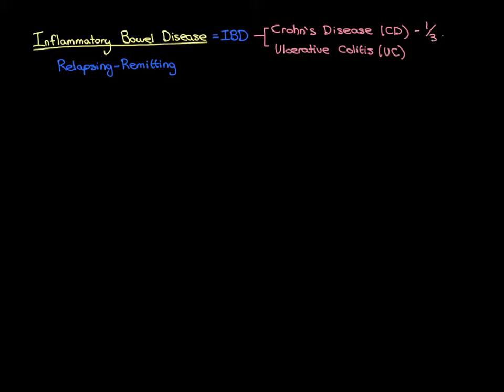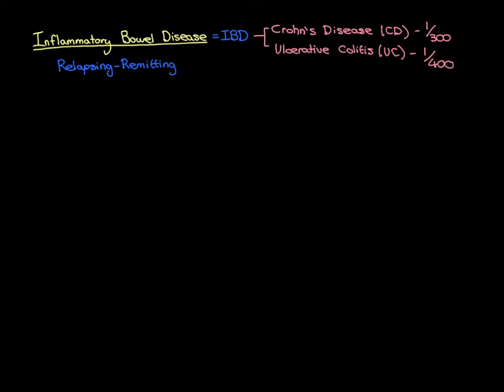So the prevalence of Crohn's disease is roughly 1 in 300 people, and ulcerative colitis affects roughly 1 in 400 people. So Crohn's is believed to be only slightly more prevalent than ulcerative colitis, but roughly they've got the same prevalence. Okay, so what is the difference between these two diseases?